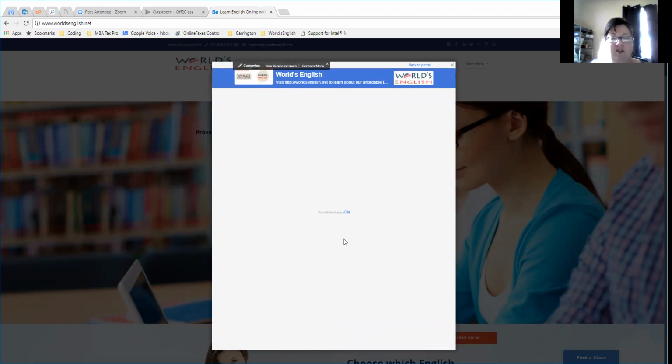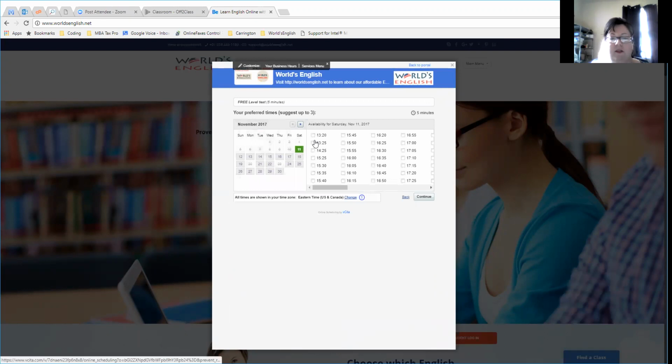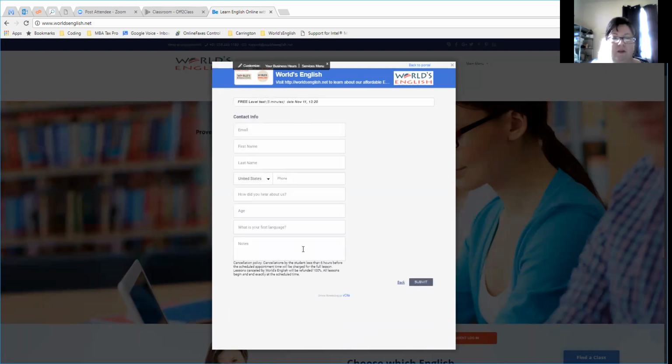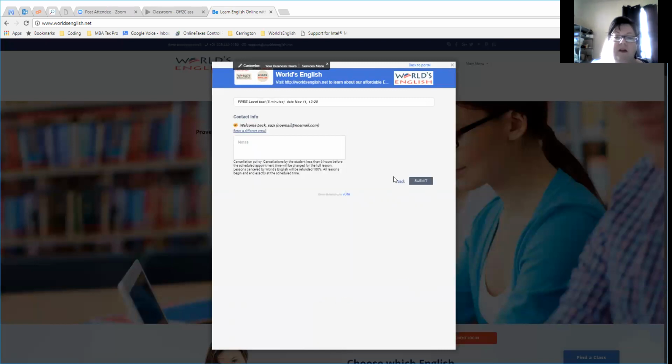Click on that and then just choose the first available time and date, because it's not really a live class at first. You're just going to receive a link in your email. If you've been registered on the site before, it will recognize you. Otherwise, you'll need to complete this information, and we need this information so that we can enroll you in your level test. All right, and it recognizes this email, so I can submit.